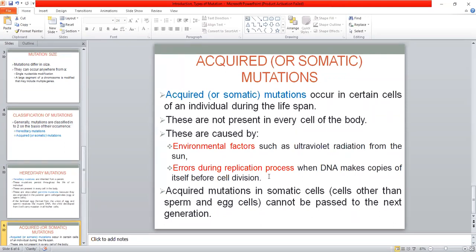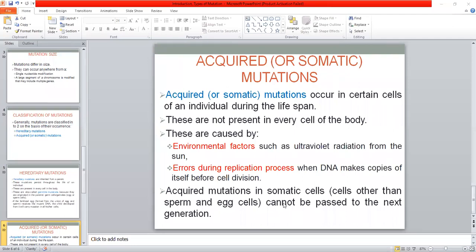So somatic mutations may be caused by environmental factors, due to different mutagenic agents present in the environment, or they may be caused by mistakes or errors during the replication process when the DNA makes its copies before a cell begins to divide.